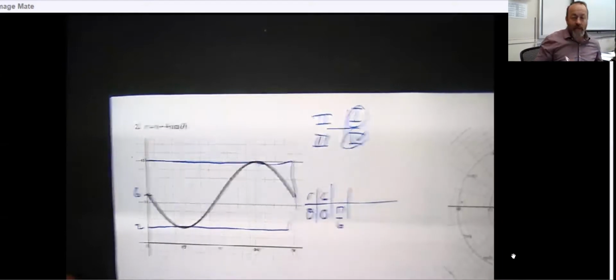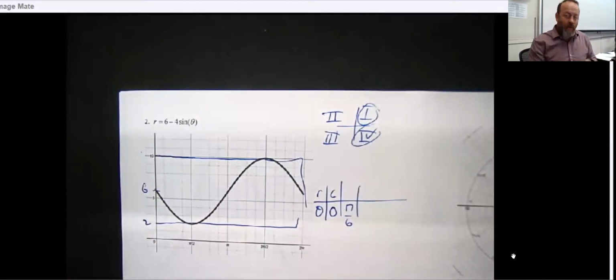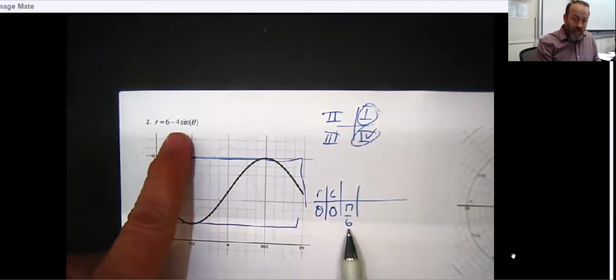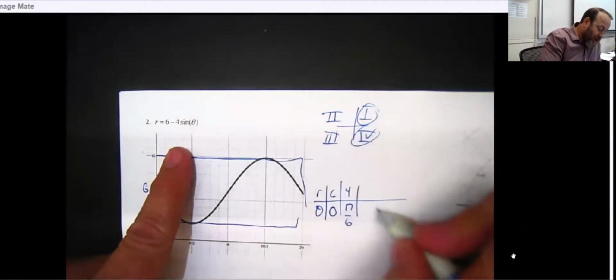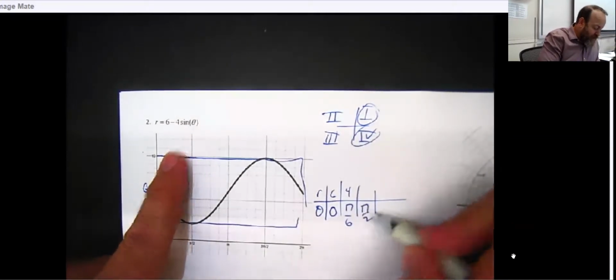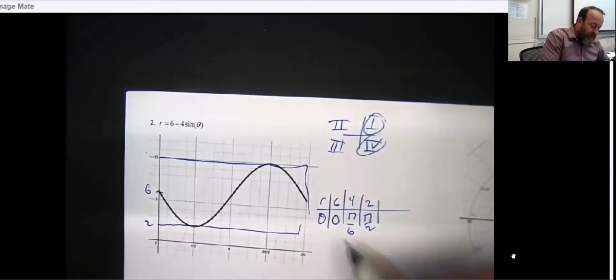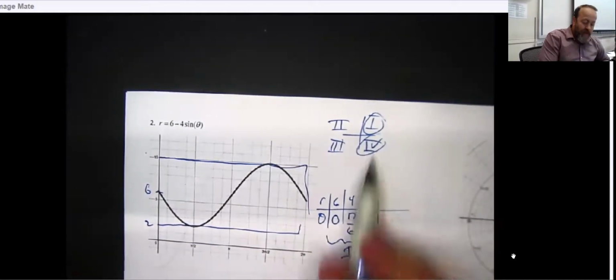Similar to the cosine, I'm just going to use one number in the quadrant to help me out. The sine of pi over 6 is a half, and a half of 4 is 2. 6 minus 2 is 4, so it's coming down a little bit. And by the time I reach pi over 2, I got as low as 2. Now keep in mind, this is quadrant 1. I'm kind of done with that.